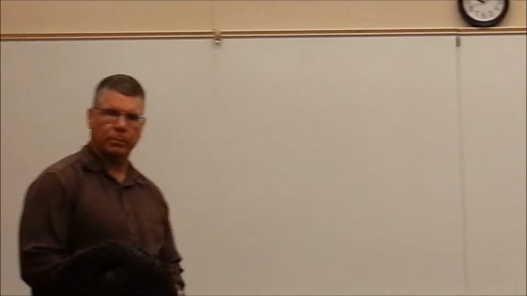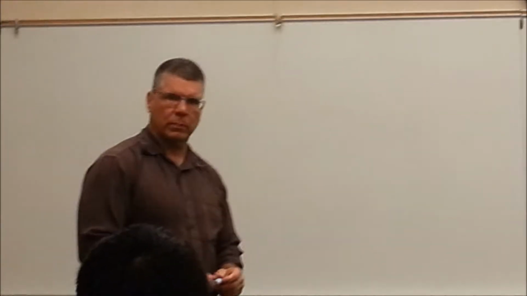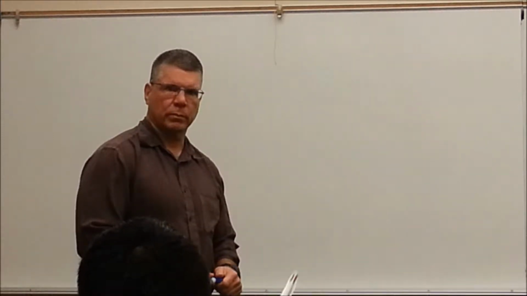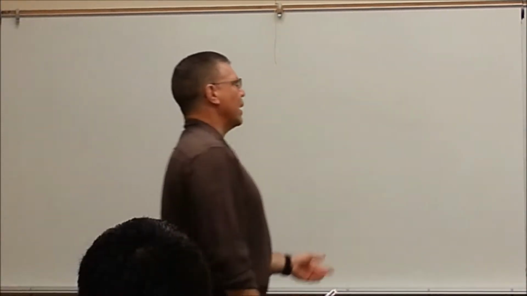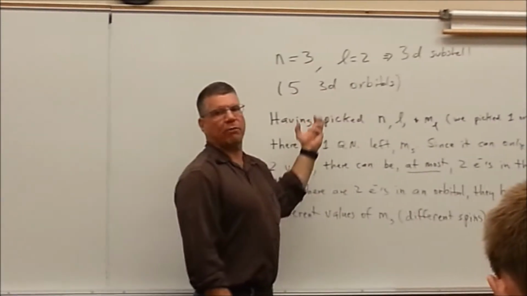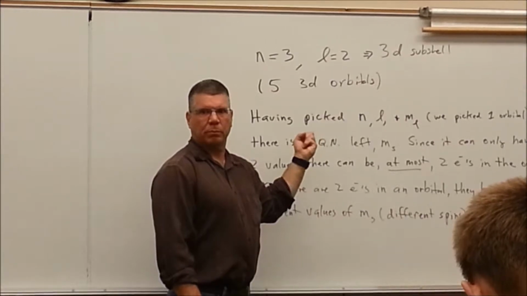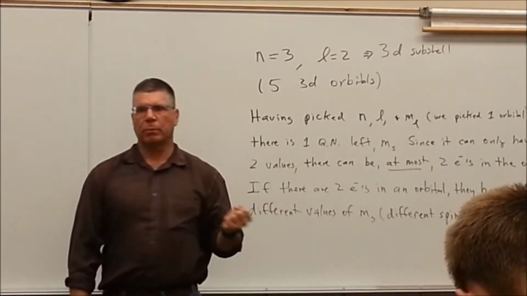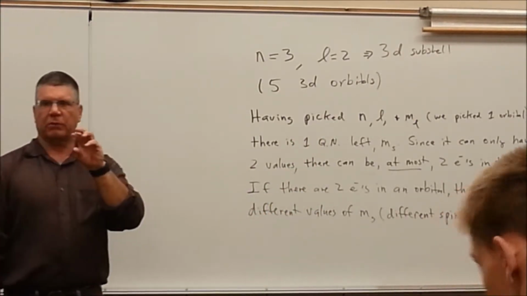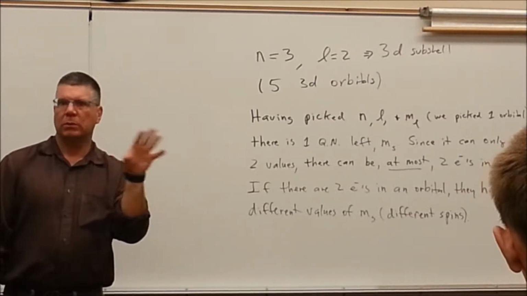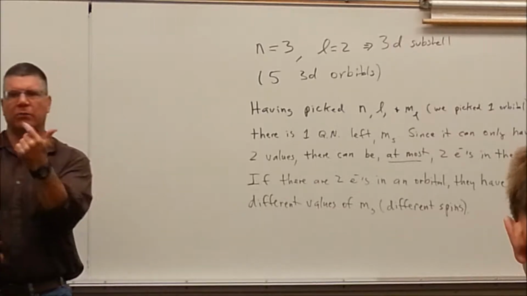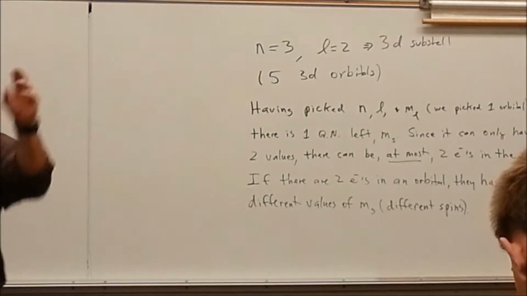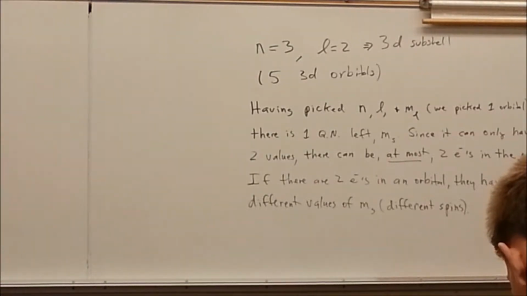Given n and L, which are 3 and 2, there are five of these orbitals, and we just picked one at random. The m sub L value tells us which orientation the orbital has. So we don't care. It could be -2, -1, 0, 1, or 2. Just randomly reach over and pick one of those. Now we have one orbital.